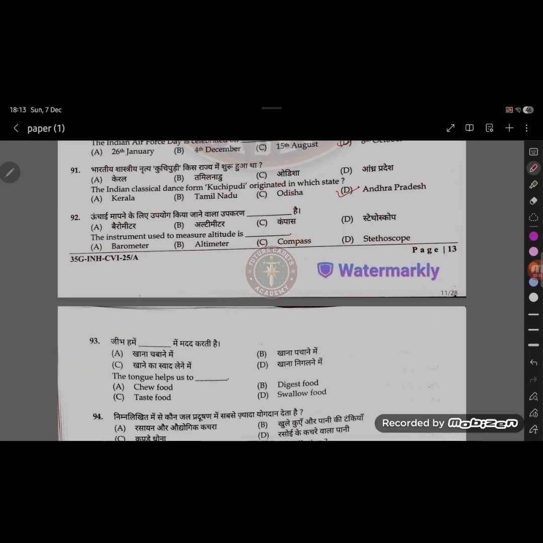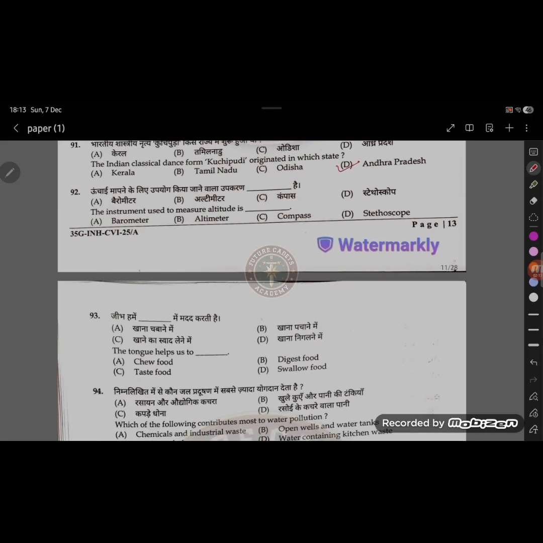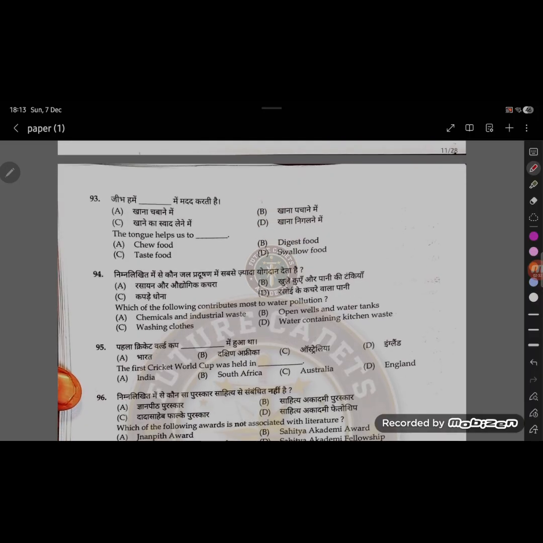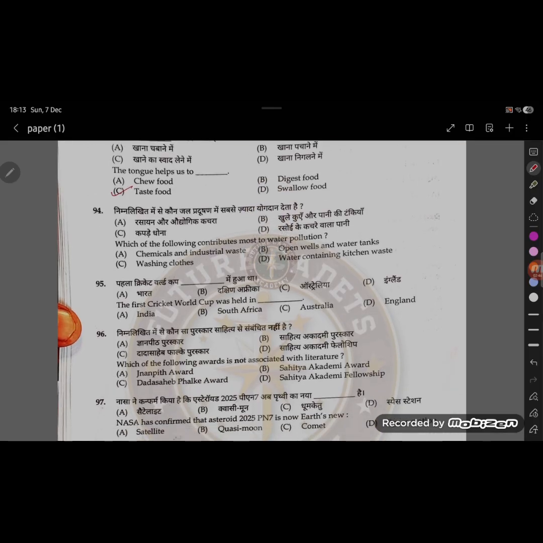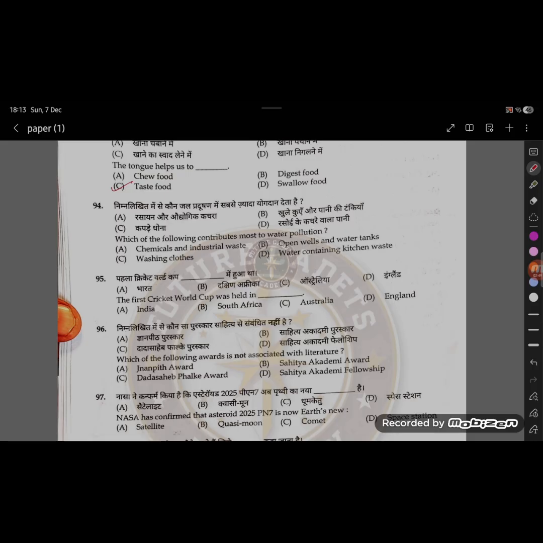In question number 92, it asks about the measurement of altitude. Altitude is the height, and whenever you need to measure the height of it, we use an altimeter. See, altitude, altimeter. So easy peasy, right? Now comes the 93rd question, which asks what the tongue helps us do. Chewing, no. Digestion, no. It is about tasting the food. So you taste food with the help of the tongue. It is the only organ which helps you taste.